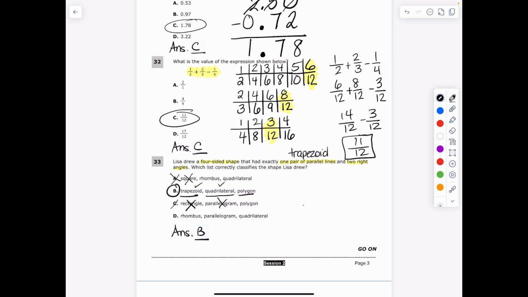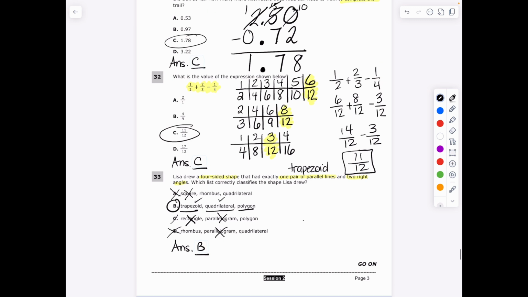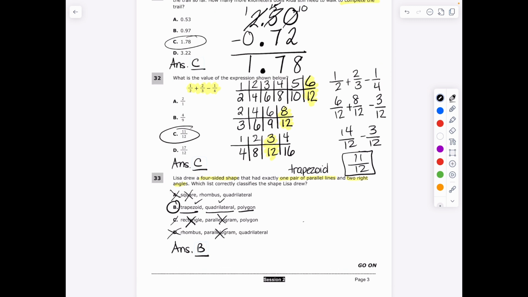And D, I could definitely say it's not a parallelogram. So I found one thing is not true, so I can close it. All right, let's hit pause and jot this down into your notes.